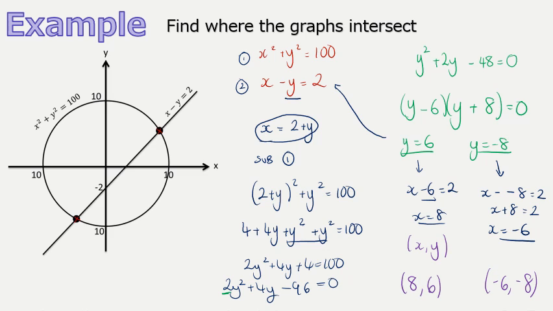If I have a look visually on my graph, this point here is going to be 8, 6. That sort of works with it being less than 10 and less than 10 here. Brilliant. And then this coordinate here, yeah, it seems about right for it to be minus 6, minus 8. So that works out there. So writing your answers as coordinates, because we've got an x value and a y value, and we've got 2 points that intersect.